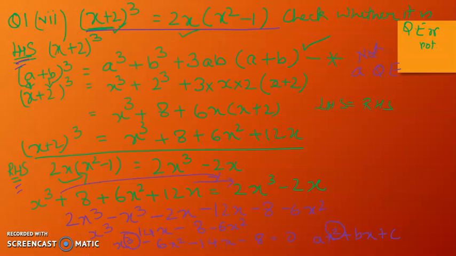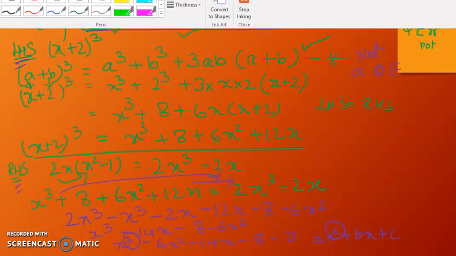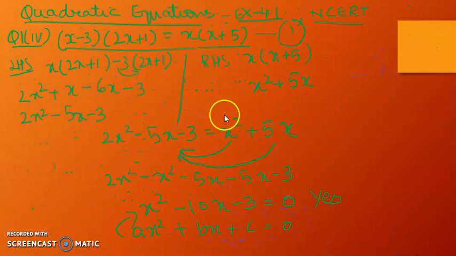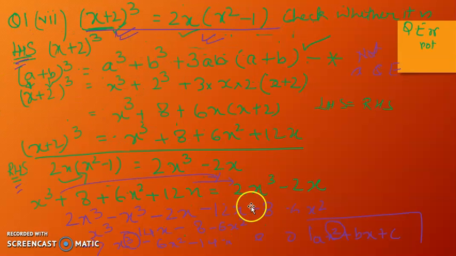Are you following, students? In this way we have checked whether the given equation is quadratic or not. Keep this in mind: this is how we have to check. You have to solve LHS, then solve RHS, and compare. Finally, when we equate, we get x cube minus 6x square minus 14x minus 8 equal to 0. If you compare with the standard form of a quadratic equation, ax square plus bx plus c, it does not match.